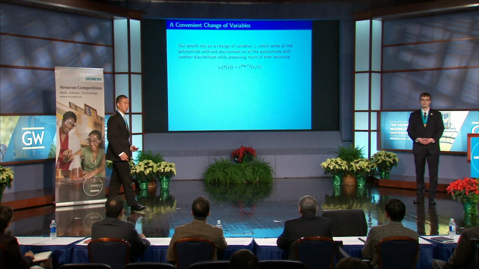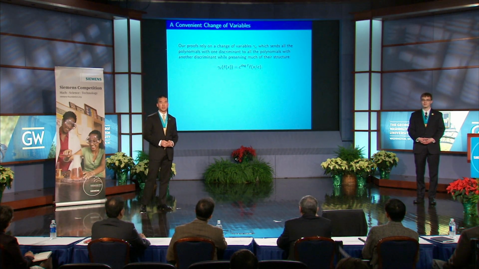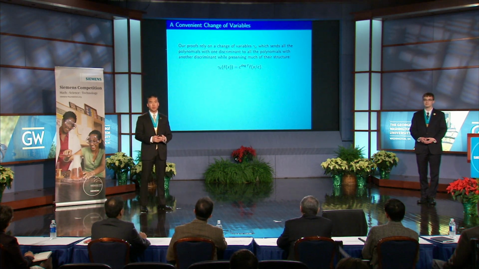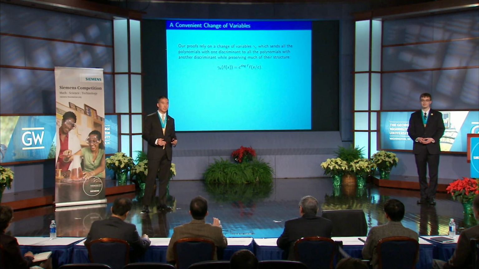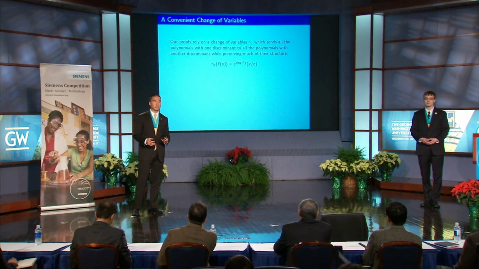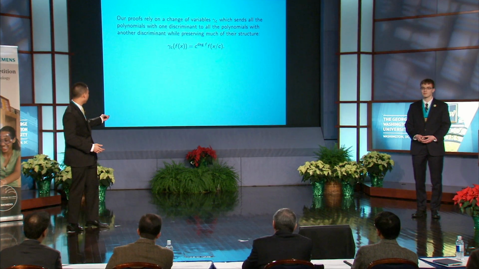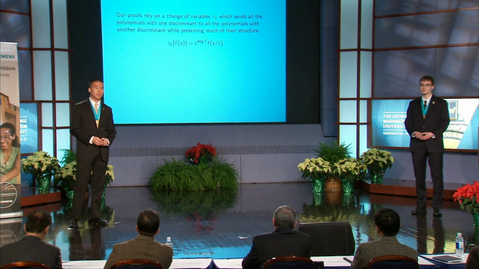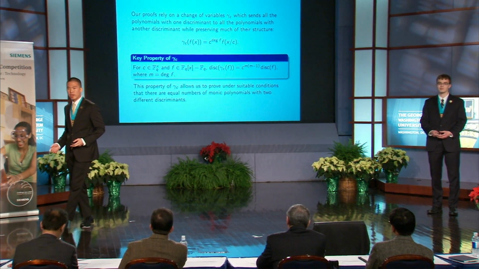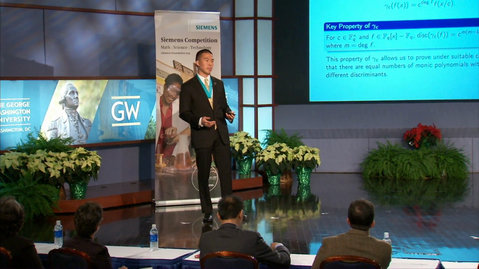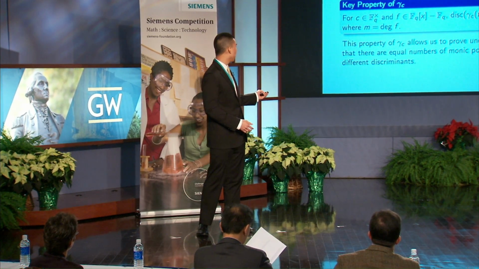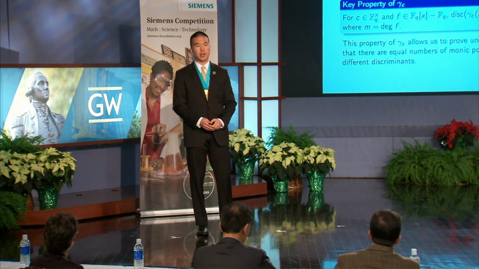To prove theorems 1 and 2, we came up with a useful change of variables method that allowed us to compare sets of similar polynomials with different discriminants. What we did was, for a non-zero constant c, we defined a function gamma c to send a polynomial f of x to c to the degree of f times f of x over c. A key property of gamma c that we used is that if a polynomial f has degree m, then the discriminant of gamma c of f is equal to c to the power of m times m minus 1 times the discriminant of f. This is where the m times m minus 1 in our GCD condition comes into play in our proof.